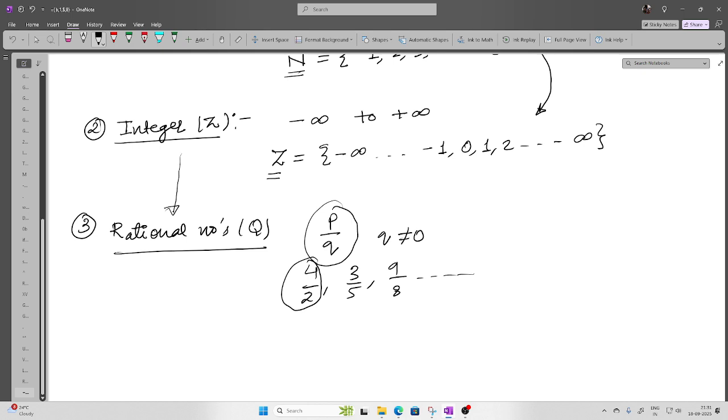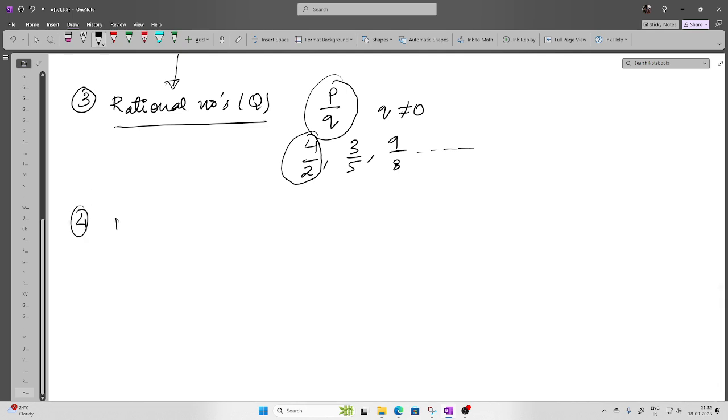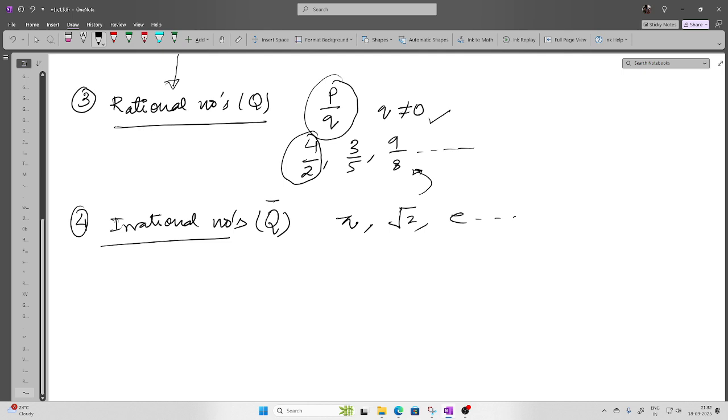Okay. Now, once rational number is clear, there are numbers which you cannot represent as p by q form. So those numbers are called as irrational numbers. They are represented as Q bar. So what are they? The numbers which I cannot represent as this, what are those? Let's say pi and square root of 2 and e, etc. They cannot be represented as p by q form. So they are irrational numbers.